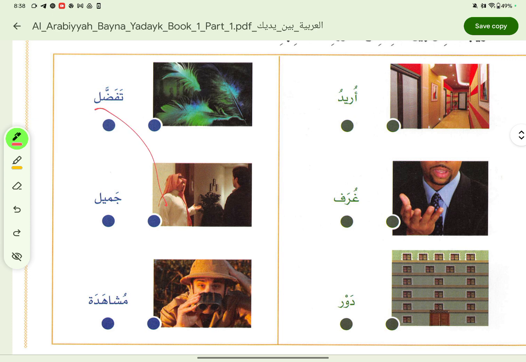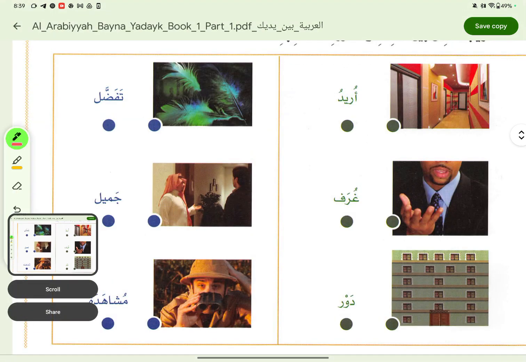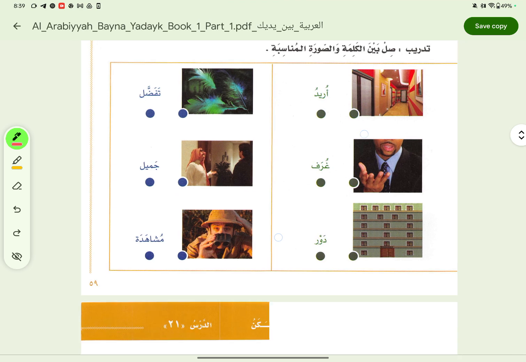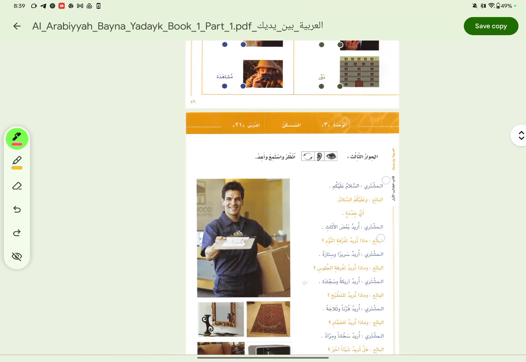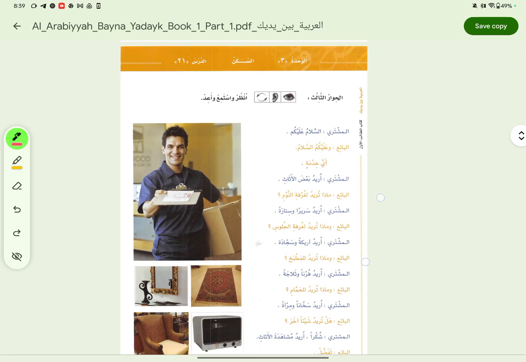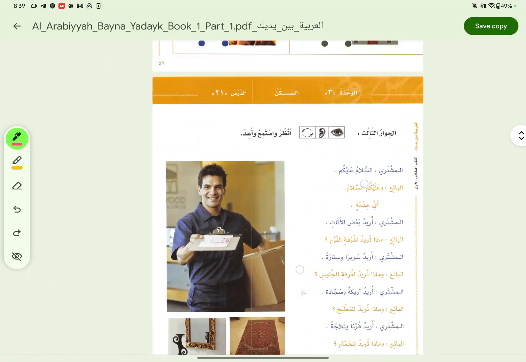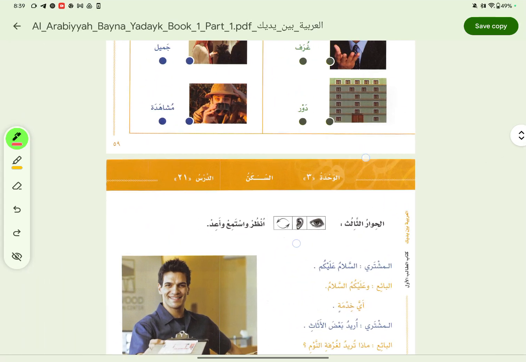Tafaddal, this means to go ahead or come with me. Jamil, right? And mushahada. All right, so I'll send that as homework as well, inshallah. There's some easy stuff there. It's just like matching the pictures with the words. There's another conversation here, but we will leave that conversation for next time. Any other questions on the stuff?